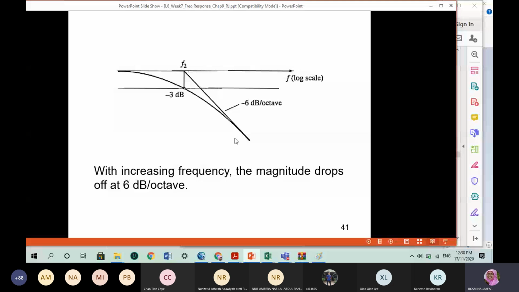So similarly, F2 will be measured at a drop of 3 dB, or 70.7%, or in octave units, it should be at minus 6 dB per octave, or minus 20 dB per decade. With increasing frequency, the magnitude drops off at 6 dB per octave.